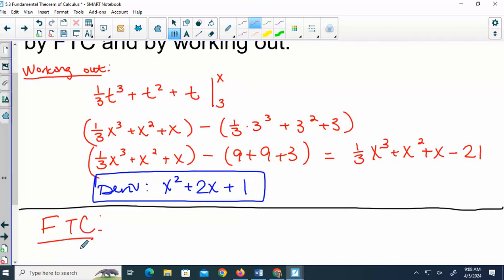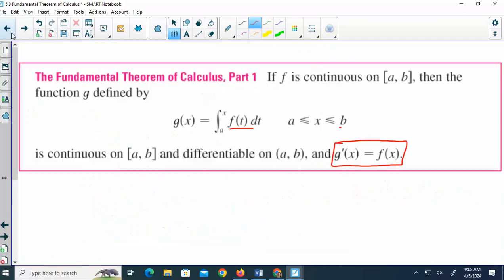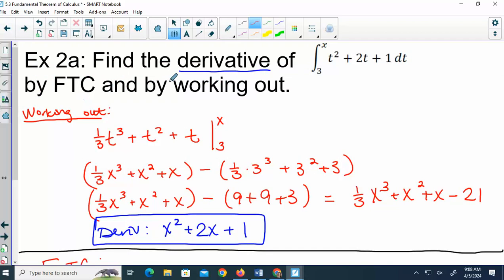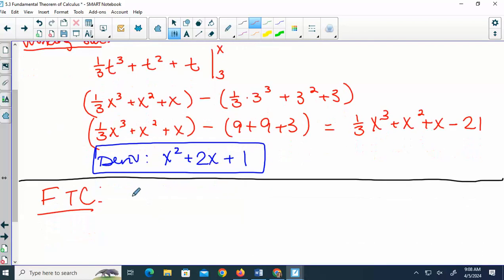The fundamental theorem of calculus says if g is equal to the antiderivative, g prime, the derivative of this, essentially just cancels out the integral and changes our t to an x. So if I want to use the fundamental theorem of calculus, it's basically saying, okay, that goes away, but all my t's turn into x. And we would get x squared plus 2x plus 1. Is that the same thing as when we worked it out? Yes.